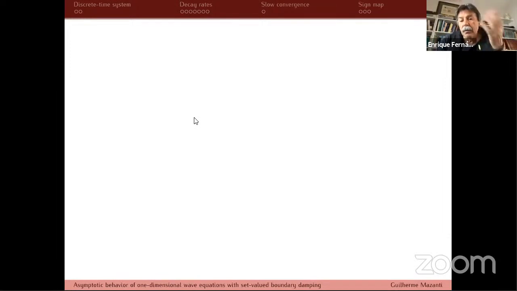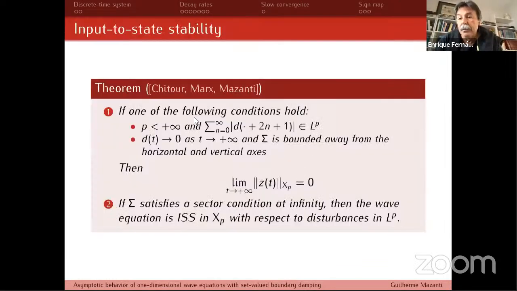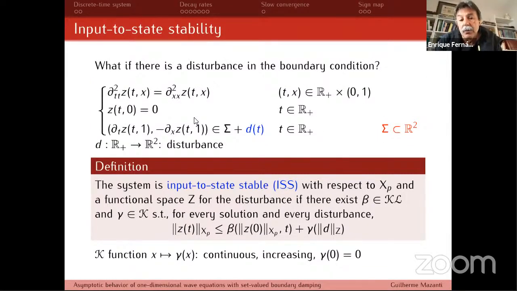Enrique, yes, you have spoken about disturbances on the boundary conditions. So is it possible also to consider the case in which you have a disturbance on the equation itself? I mean, you have a term on the right-hand side that is going to zero, maybe rapidly?